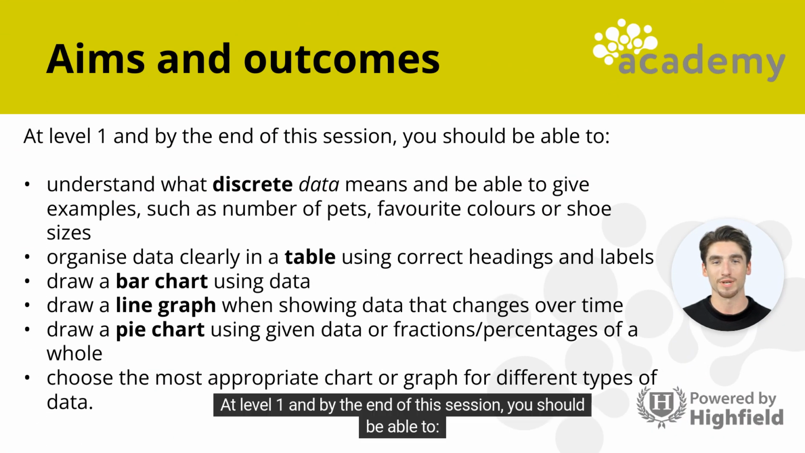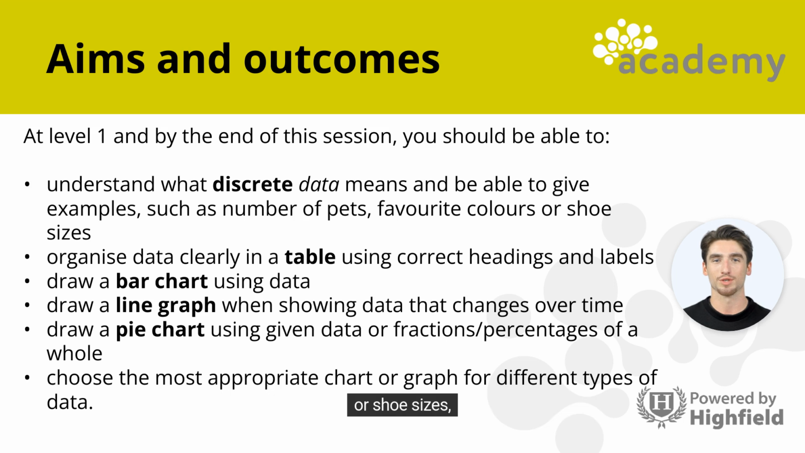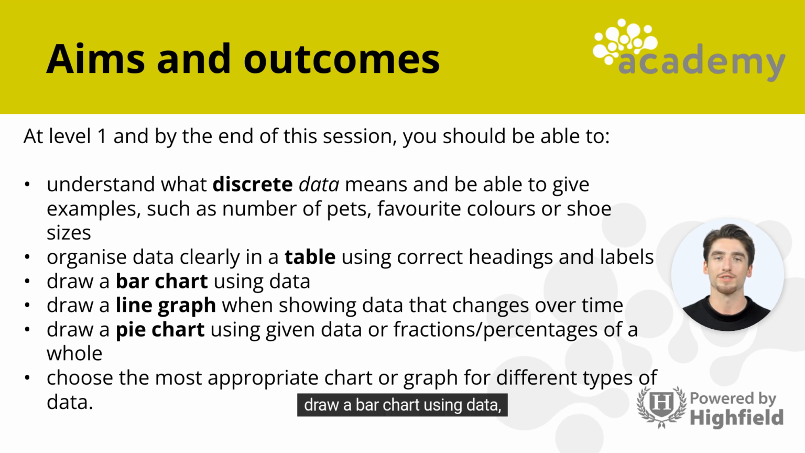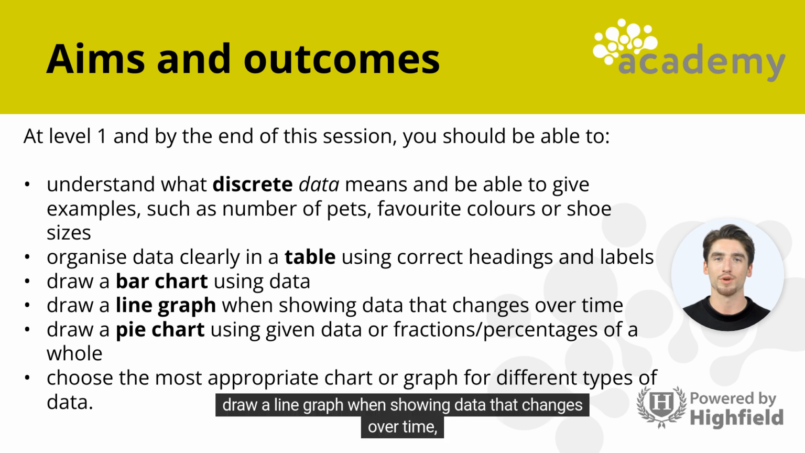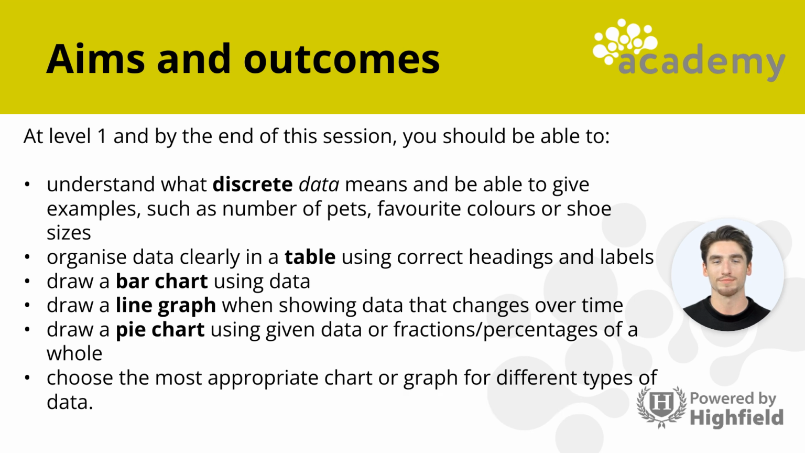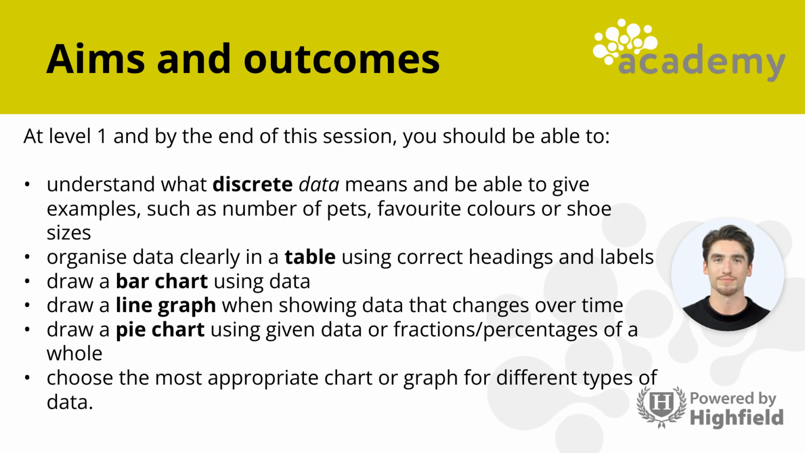At Level 1 and by the end of this session, you should be able to understand what discrete data means and be able to give examples, such as number of pets, favorite colors, or shoe sizes. Organize data clearly in a table using correct headings and labels. Draw a bar chart using data. Draw a line graph when showing data that changes over time. Draw a pie chart using given data or fractions or percentages of a whole, and choose the most appropriate chart or graph for different types of data.